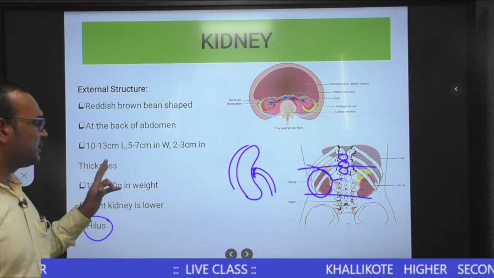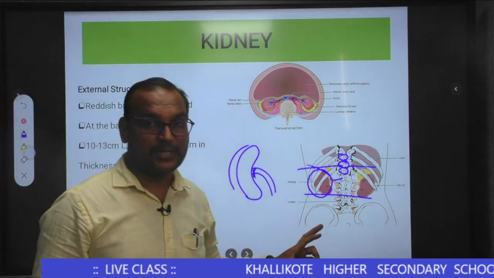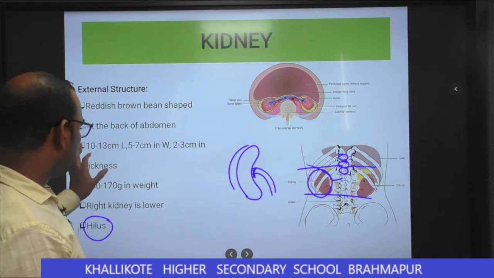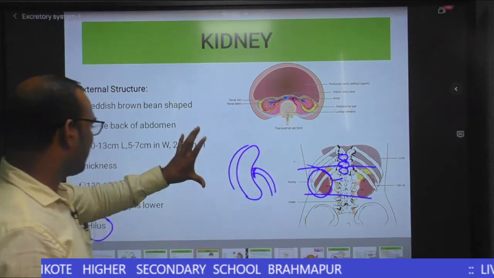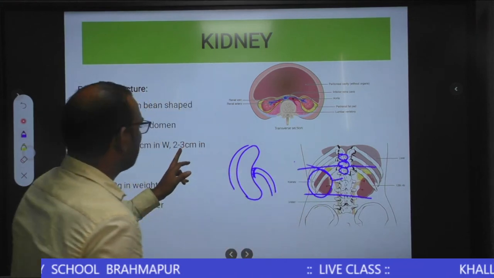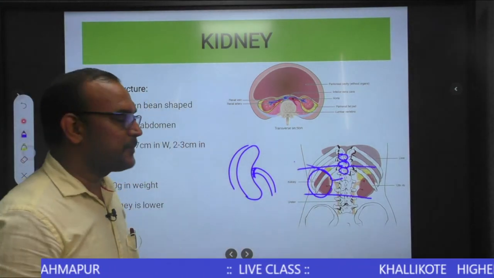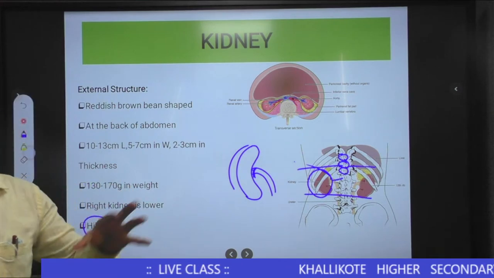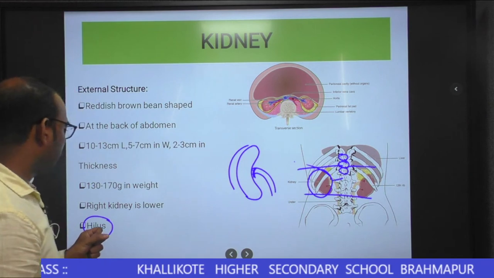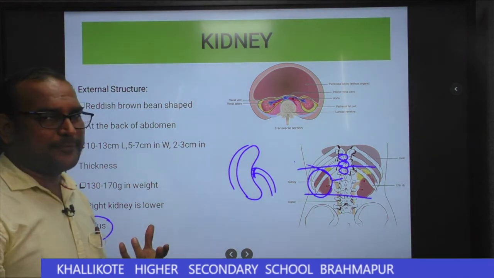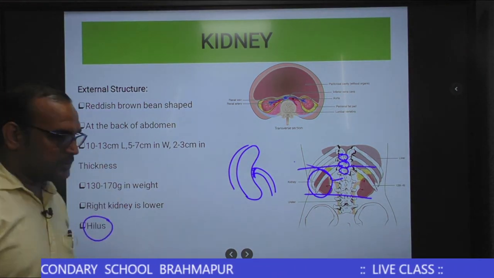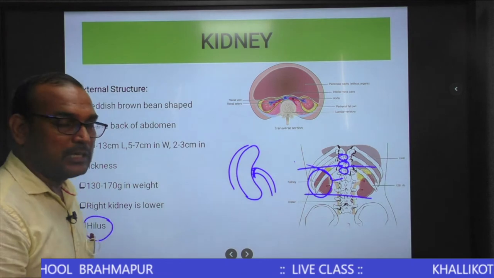The length is 10 to 13 centimeters in an adult, and 5 to 7 centimeters in width, and 2 to 3 centimeters in thickness. So this is the total size of each kidney. The weight of each kidney is around 130 to 170 grams in an adult human.